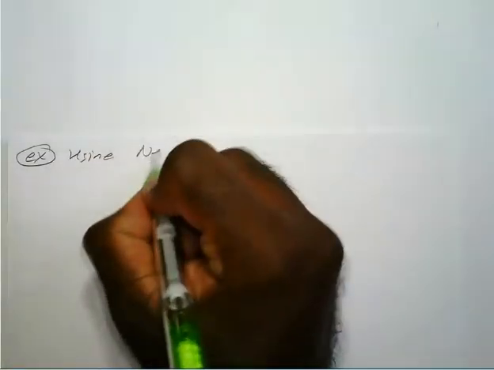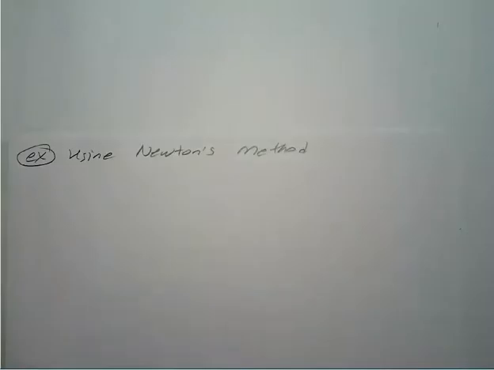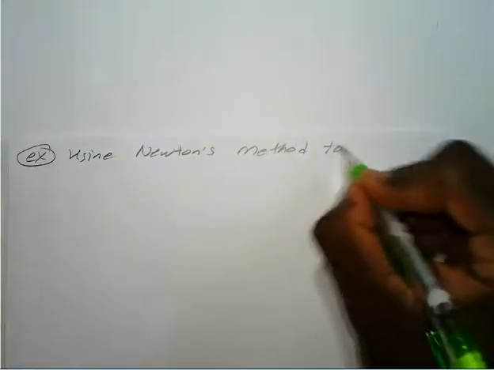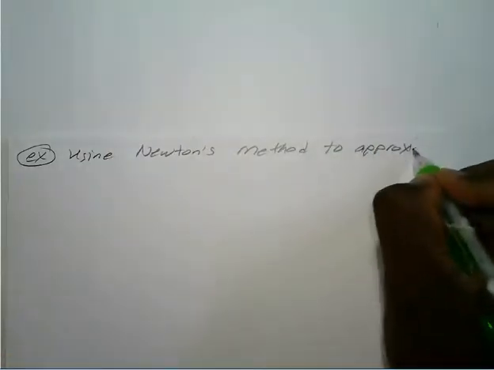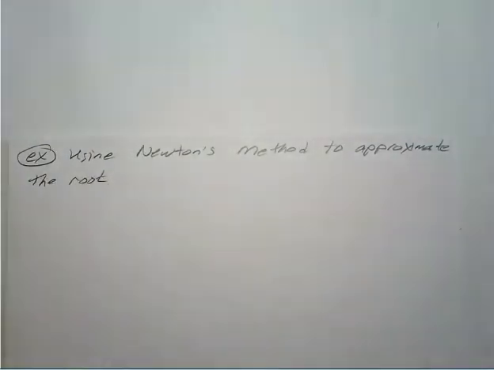All right. So for this example, let's say using Newton's method to approximate the root. Just a heads up, when they say approximate the root, that's just another way of saying approximate the zero. Okay, so it doesn't mean the square root or anything like that. It just means approximate the zero. So when they say the root, that's another way of saying the zero. So you may see it either way.